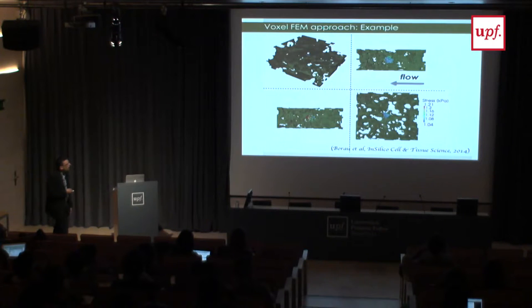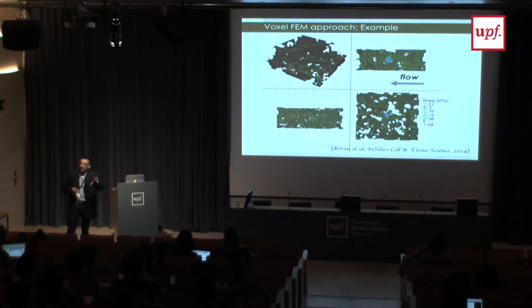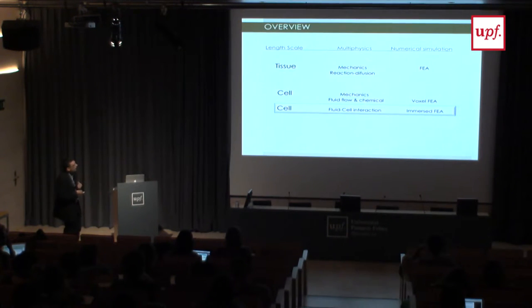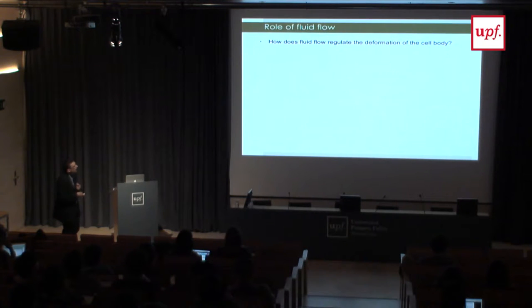For example, here we can see how one cell is moving inside one scaffold, with different kinds of stimuli. We are able to regulate how the cell is moving. It's a pity that I couldn't show you the previous presentation, because the model reproduces very well the kind of motion that the cell is presenting. But this model is very simple, and it's not able to reproduce correctly the shape of the cell. So we have problems when, for example, we have a fluid flow that can move the cell.